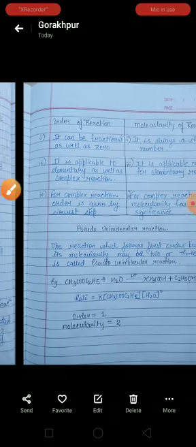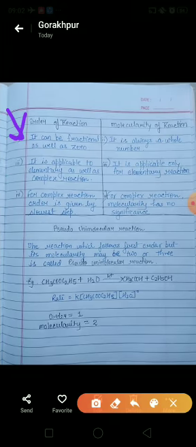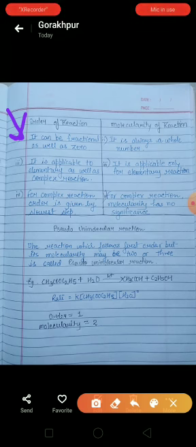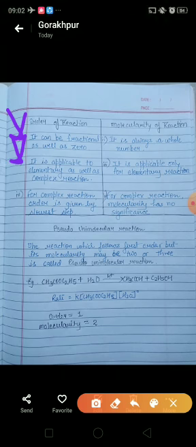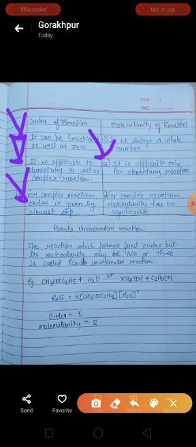Now let's talk about the second difference: order of reaction can be fractional as well as zero, but molecularity of reaction is always a whole number, that is 1, 2 or 3. Now the third point: order is applicable to elementary as well as complex reactions. That is, we can identify order for elementary and complex reactions, but molecularity is applicable only for elementary reactions.